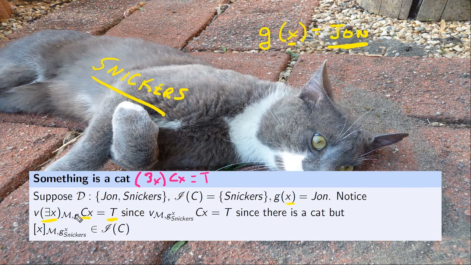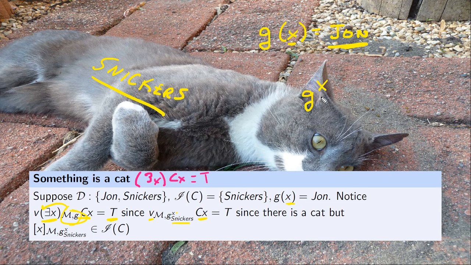And the reason EX CX comes out as true using this variant variable assignment is that when we take the valuation of CX, we are looking for at least one variant variable assignment, at least one item in the domain that we can let X refer to and see if CX comes out as true. And so we can consider a variant variable assignment that takes X.